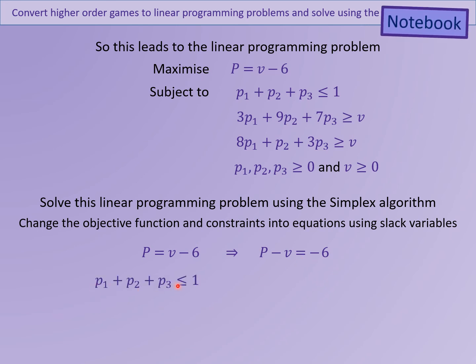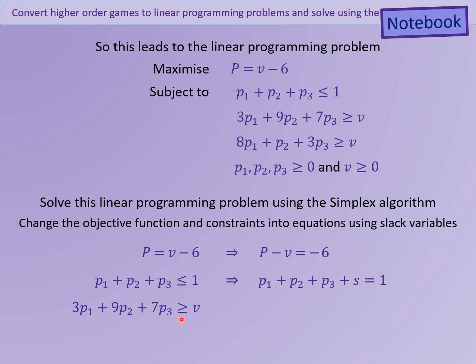Second one, how do we get rid of this inequality? We can add an extra slack variable. So plus S is equal to 1. Now, ideally, that S value will be 0 at the end. Okay, don't add it in just yet. This one is greater than V, so in other words, these are going to be bigger than V, so I'd have to take away a slack variable in that case.